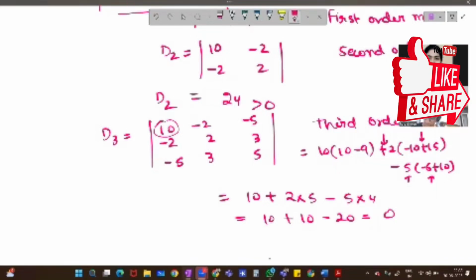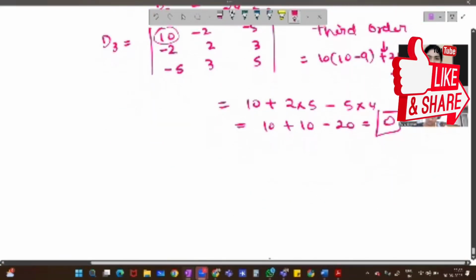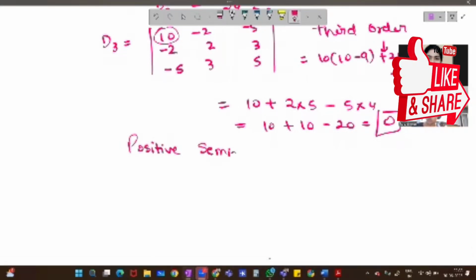Yeah, 0. So tell me, if 0 is here and the rest two are positive, which condition is it? Positive semi-definite. Perfect. So this is how we calculate the range: positive definite, semi-definite. Got it.